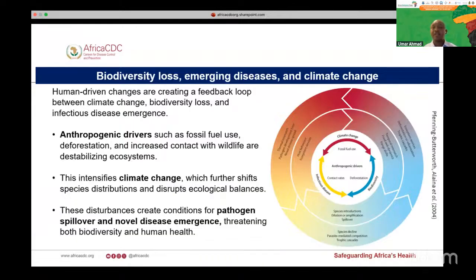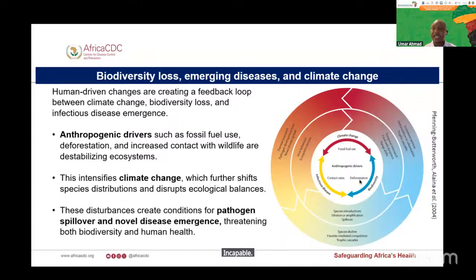So, biodiversity, you see, we have three different looping between biodiversity loss, emerging diseases, and climate change. These three components are what we call anthropogenic drivers, caused by fossil fuel use, deforestation, and increased contact with wildlife, usually destabilizing the ecosystems that we have currently. Because of these interactive activities, this cyclical looping between biodiversity, climate change, and infectious diseases is the cause of most of the emerging and re-emerging diseases. This disturbance creates conditions for pathogen spillover and novel diseases emerging, threatening both biodiversity and human health.